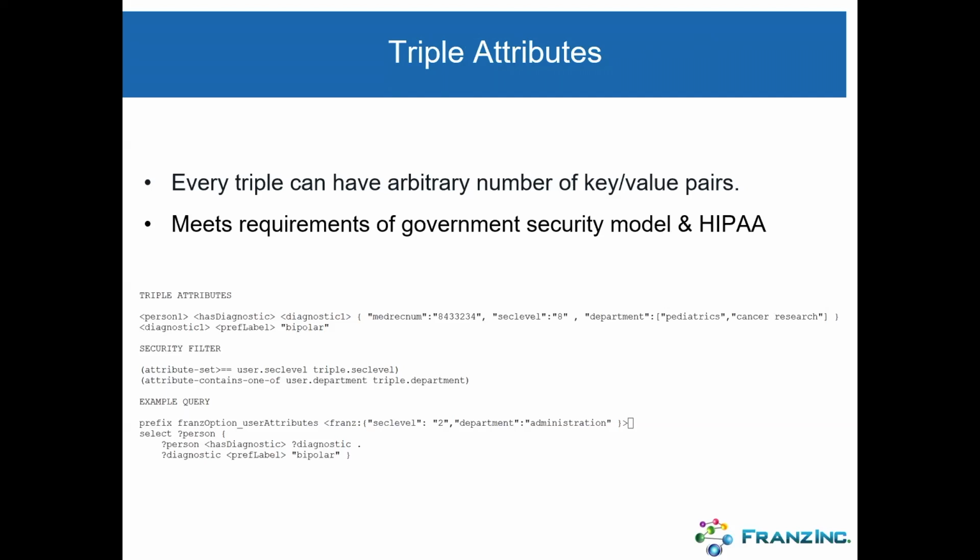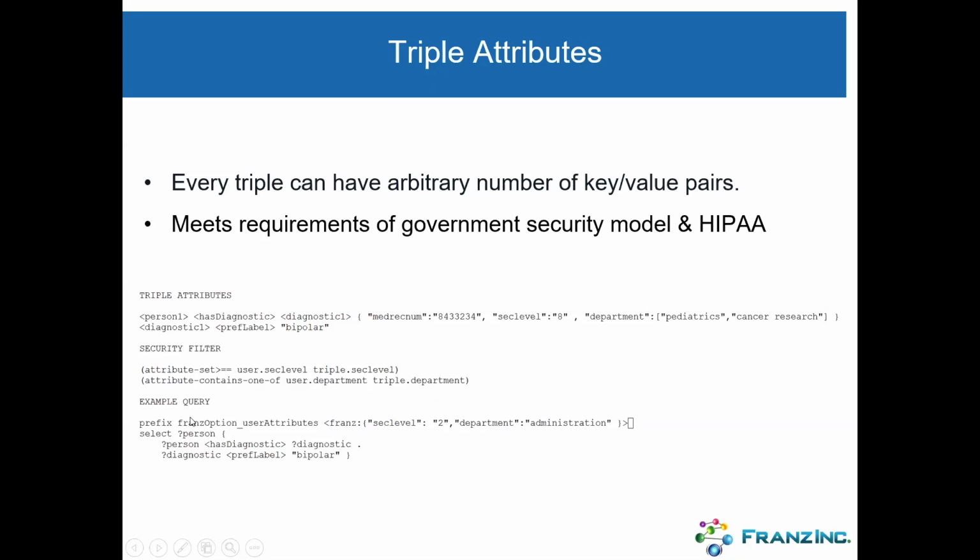Yeah? So what I can do with these triple attributes is I can write security filters. Yeah? Where I can say, well, I can only see a triple if the security level attribute of the user is higher than the security level attribute in the triple. Yeah? Or I can see only the triples if the user department is a member of the triple department.